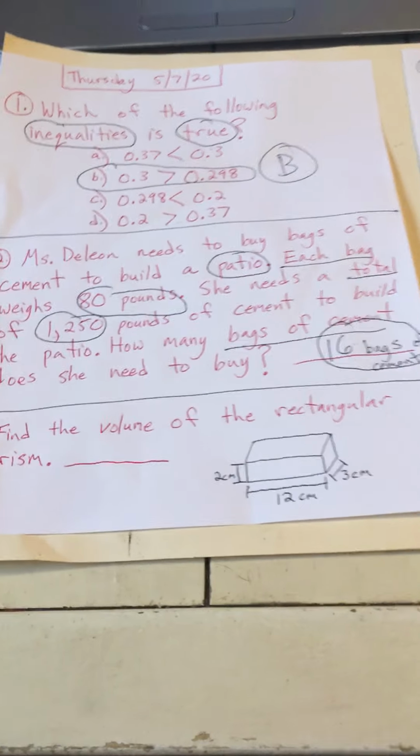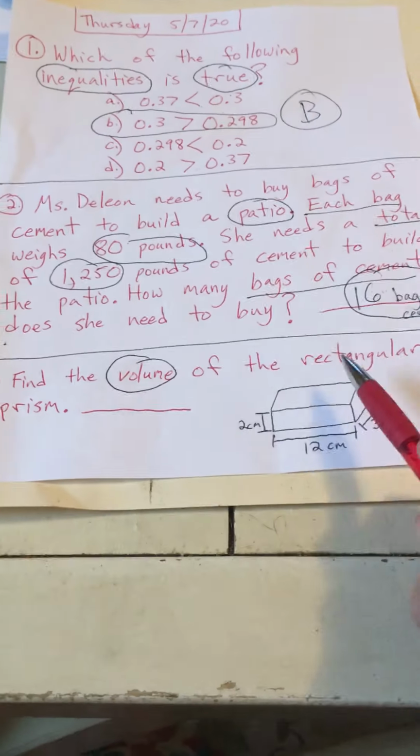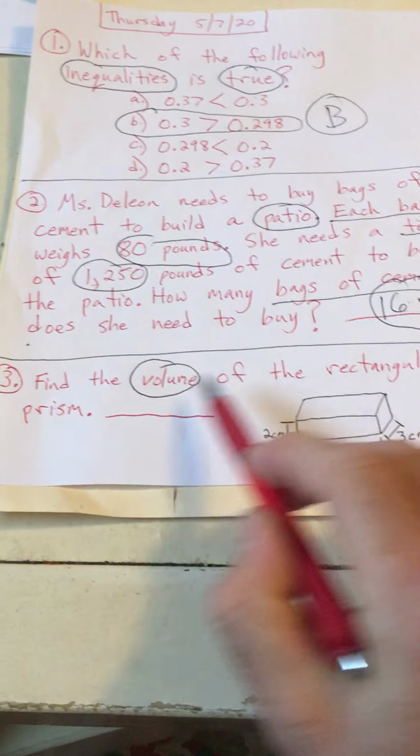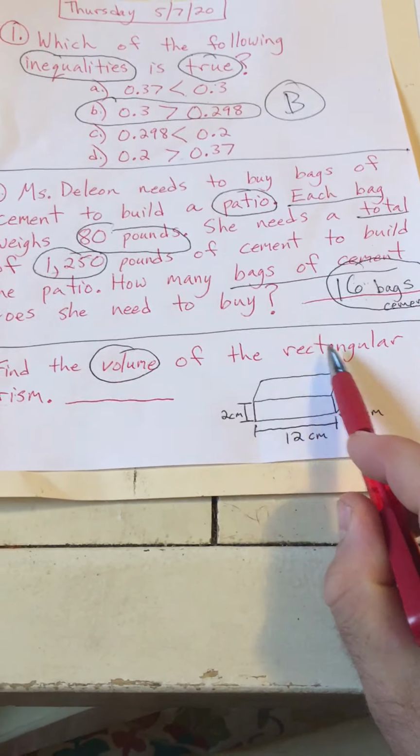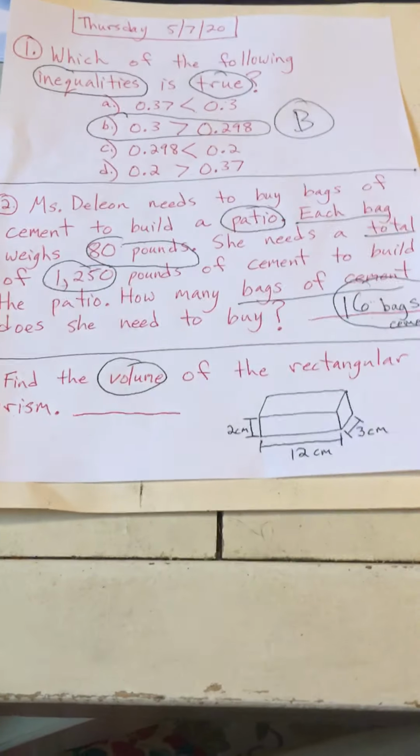Okay, last one. We're running out of time in my video, so I'm going to do this one quickly. Find the volume of the rectangular prism. You might not know what a rectangular prism is. It's this. Don't let that trick you, right? This is a rectangular prism.